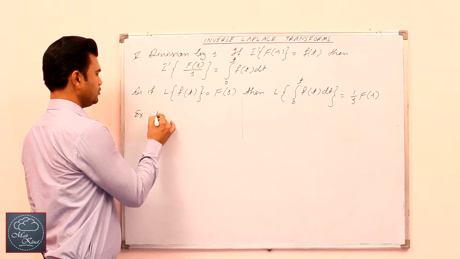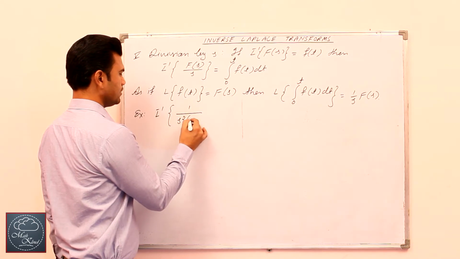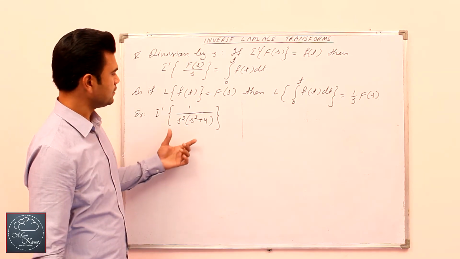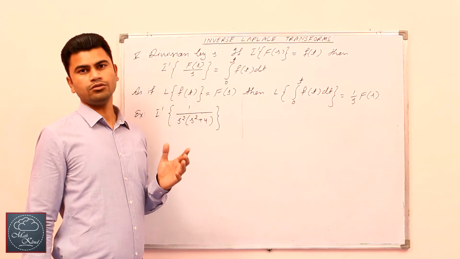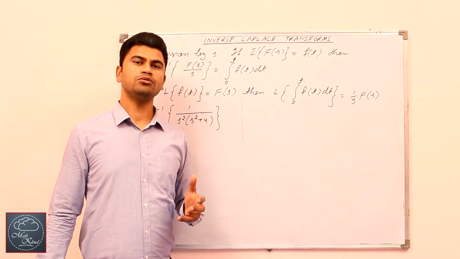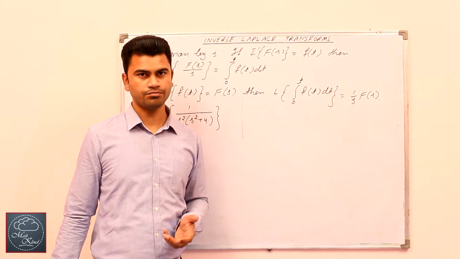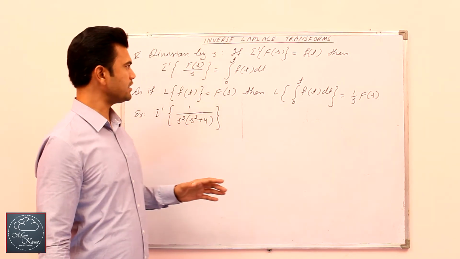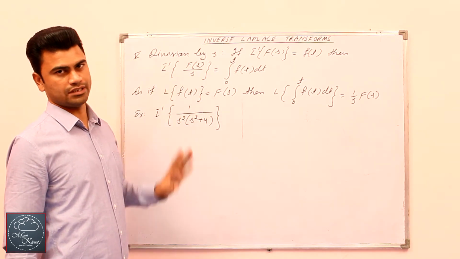We are going to find the inverse Laplace transform of 1 over s square into s square plus 4, and to find this inverse Laplace transform I am going to use this result. Note that the same inverse Laplace transform can be found by using different methods like partial fractions, and you can go in the way which is suitable for you, but I am illustrating the use of this result.